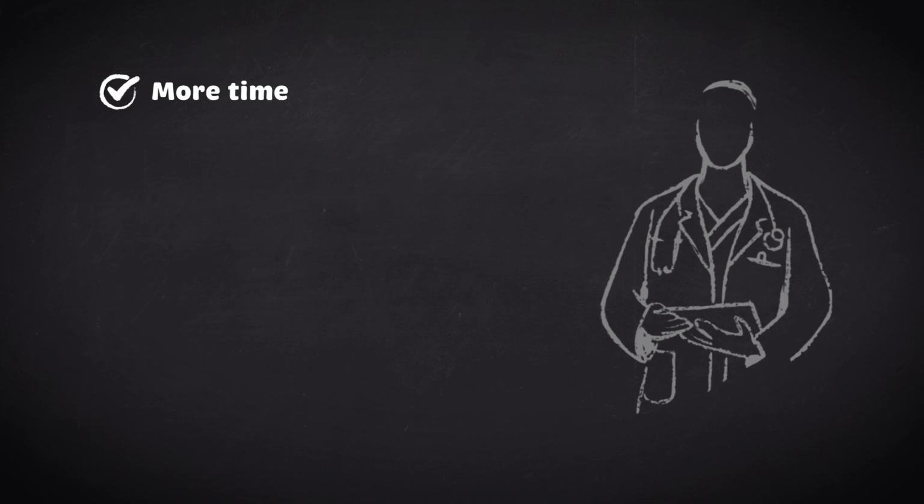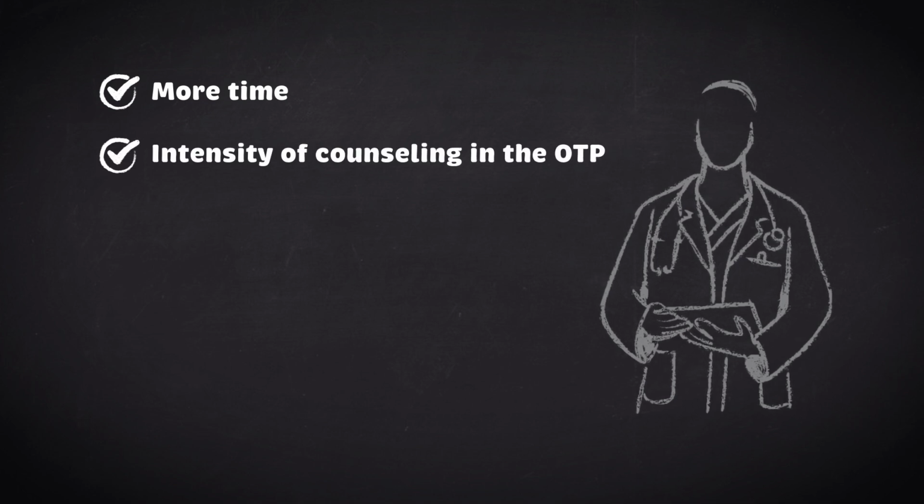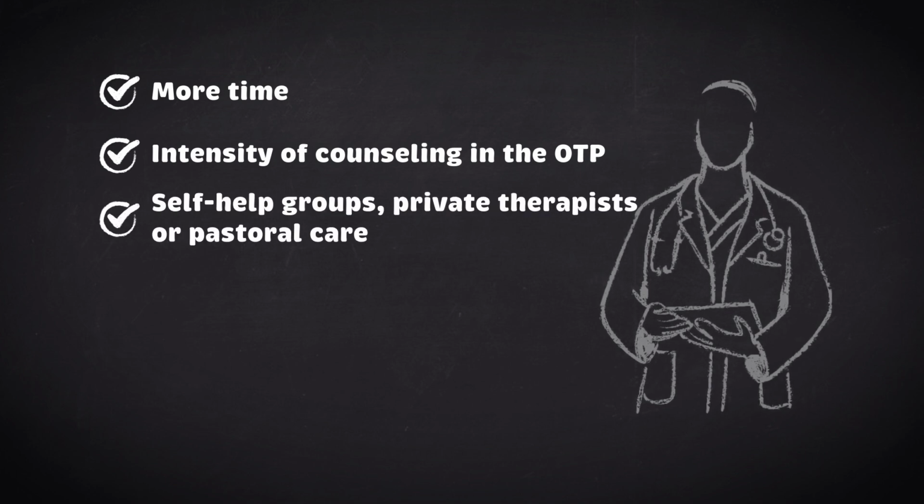If the patient is unwilling to try another medication or they are ineffective, what can we do? First, we can be patient and give them more time while they are changing people, places, and things. We can increase the intensity of counseling in the OTP as well as outside the OTP through the use of self-help groups, private therapists, or pastoral care. We can also insist the patient attends a substance abuse intensive outpatient program, commonly known as an SAIOP, or, if appropriate, require an inpatient treatment.